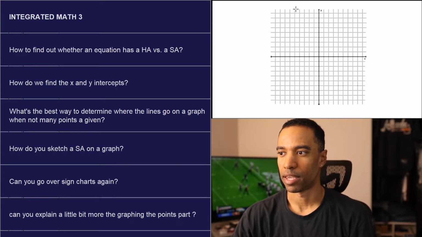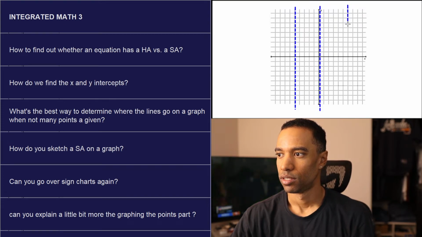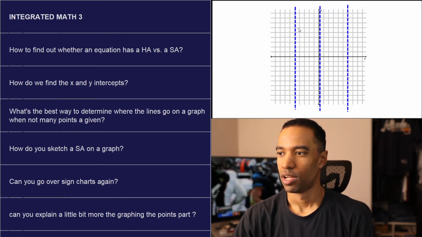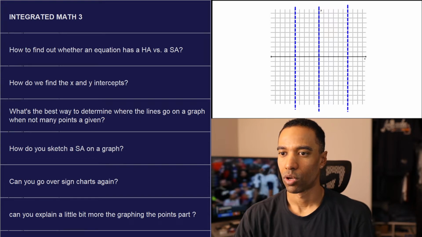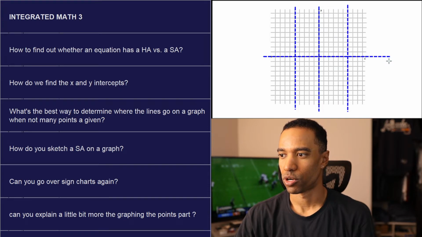Again, I'm just going to kind of make up some things. I'm going to draw a bunch of vertical asymptotes right here. Draw a bunch of vertical asymptotes right there. I'm going to draw myself a horizontal asymptote, and I'll do it again at y equals 0 right there.